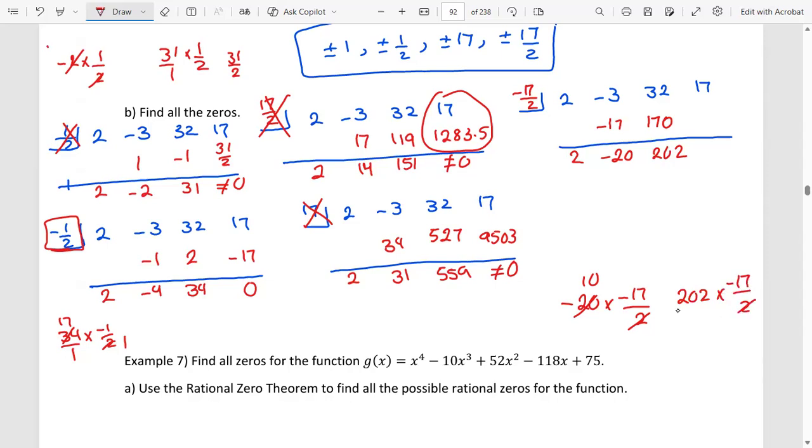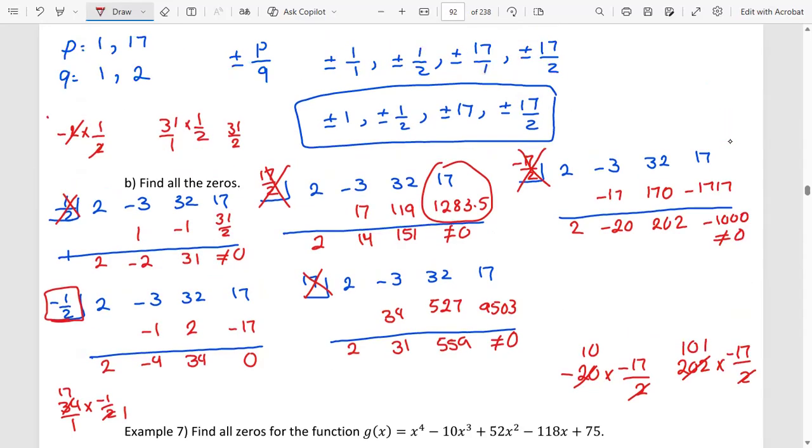You can simplify 2 and 202. Then multiply 101 by 17. So it gives you negative 1,717. And if you add or subtract, you get negative 1,000. So for sure it's not a 0. So this is also not a root. So you see that out of all of these possible rational zeros, I only get one real 0.